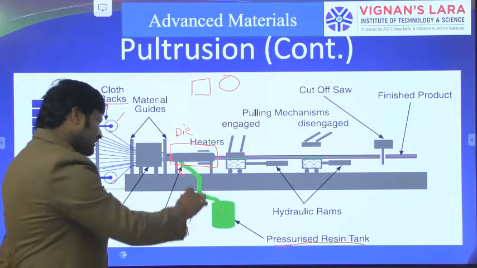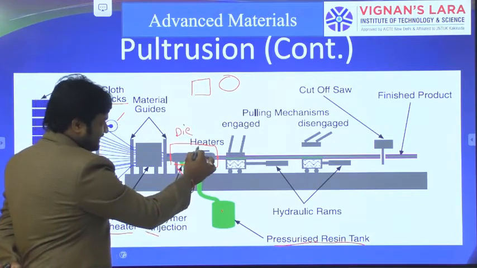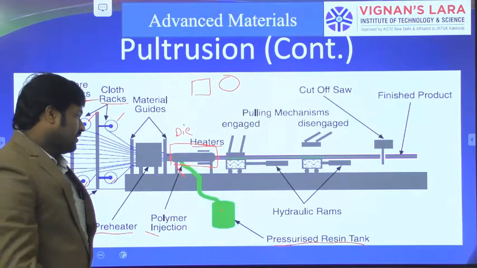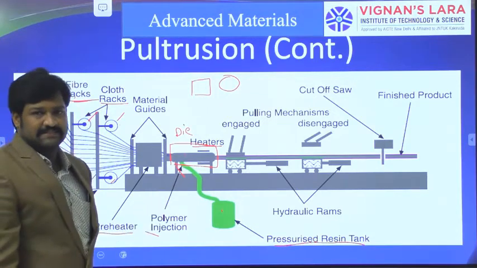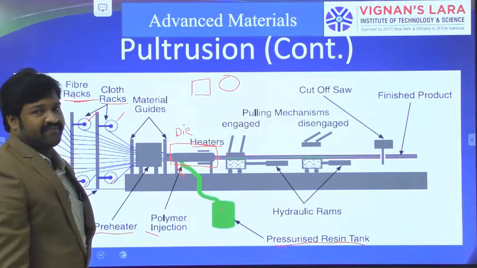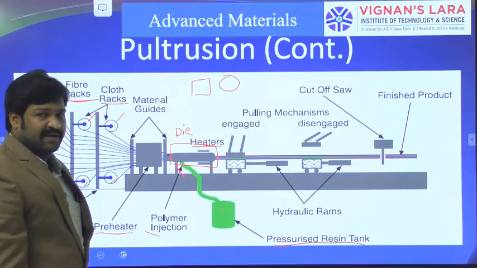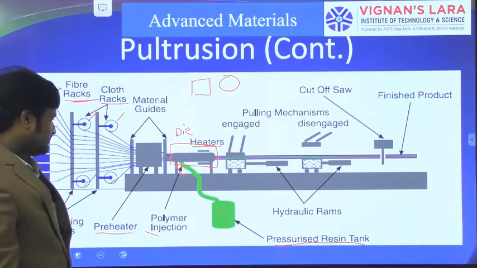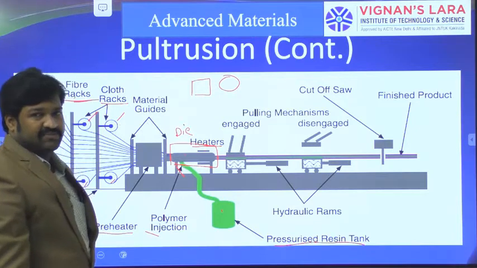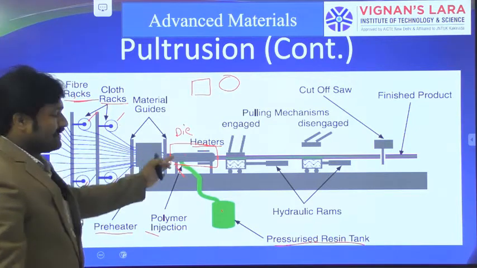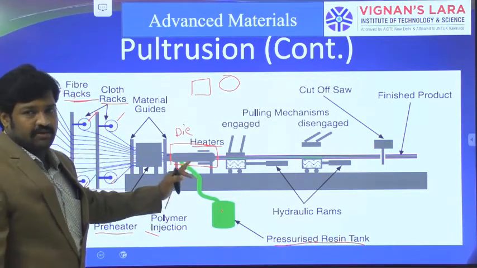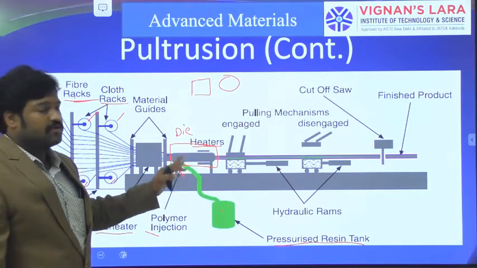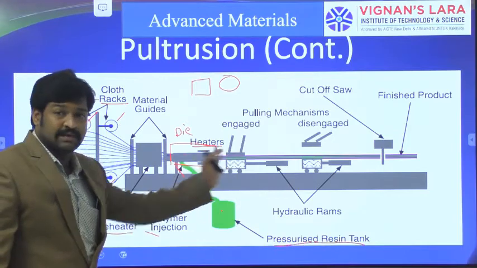Again, at the same die, here we have heaters. At the end of the die, we have heaters so that the consolidation will take place. Due to heating of the component, meaning the matrix and reinforcement, the consolidation or polymerization starts and it solidifies. So as we discussed, this is the mixing. Till now we are gathering the reinforcement and matrix together and forming a section. From now onwards, we are pulling the component.